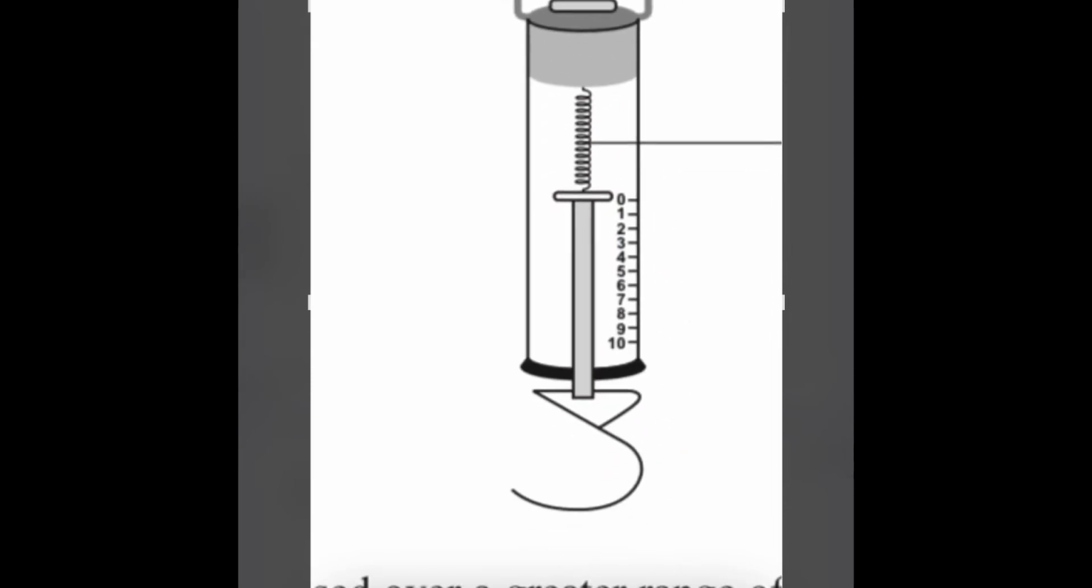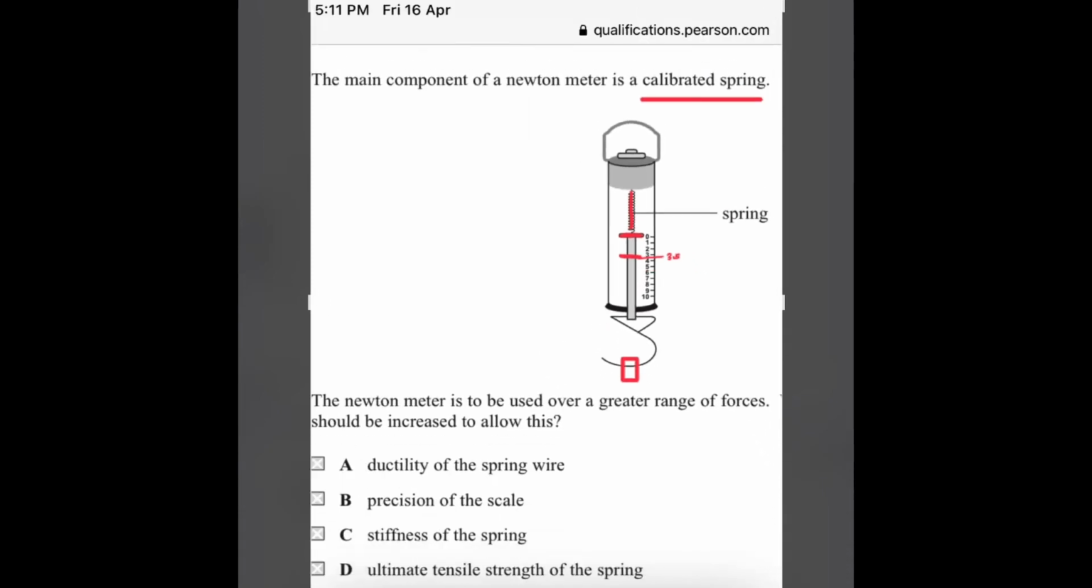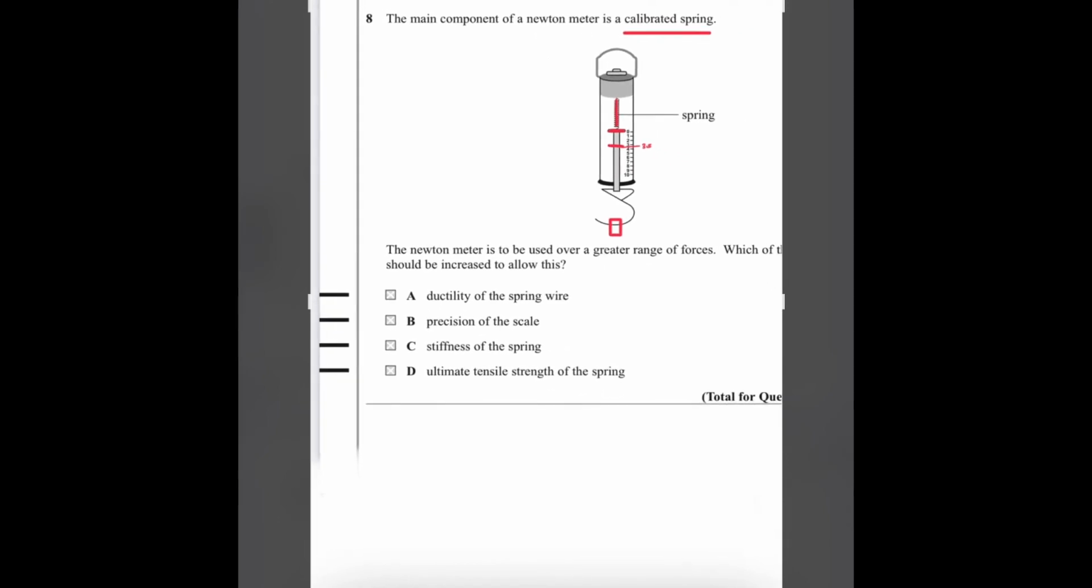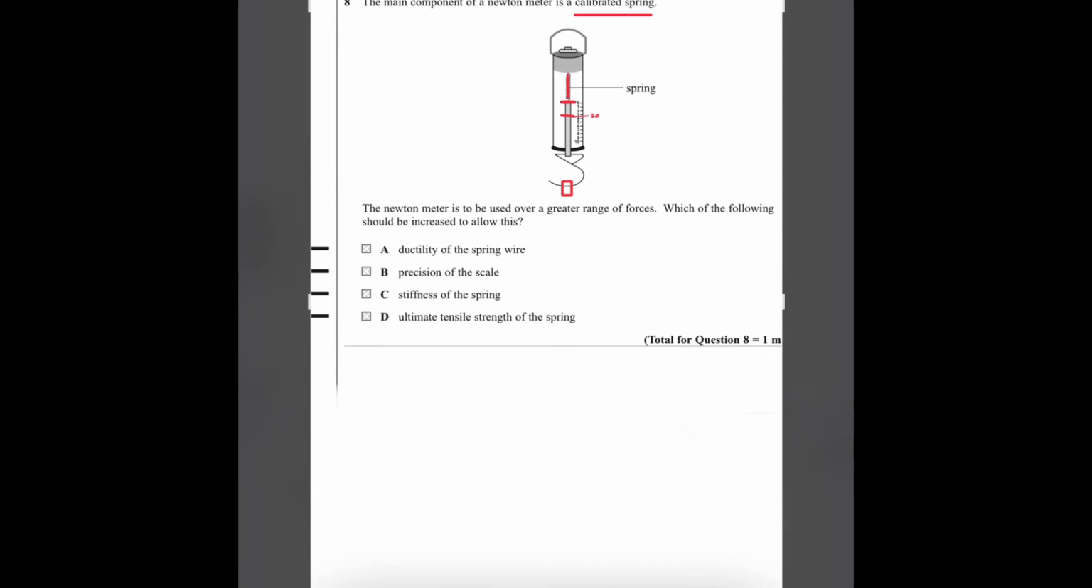When a force is applied, when we add a load here, this spring extends, and for example this bar goes to here. So the reading might be 3.5 and so on. The extension of the spring is calibrated and shown in a range with values. So the Newton meter is to be used over a greater range of forces. Which of the following should be increased to allow this?